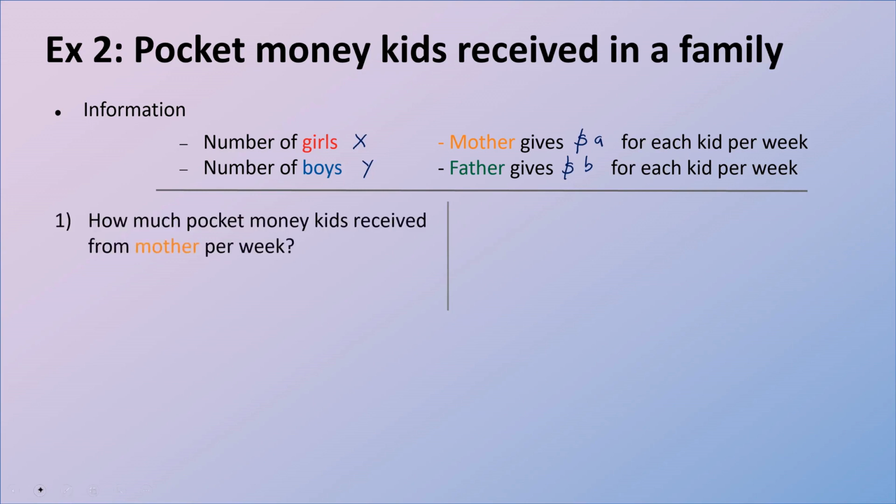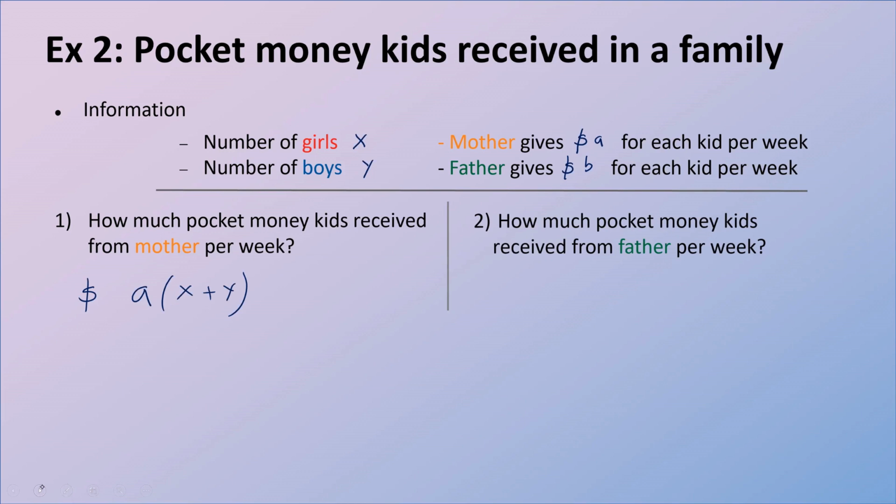Now let's obtain an expression to represent how much pocket money kids received from their mother per week. We know that it's in dollars, of course. A amount she gave to her kids. They have x plus y amount of kids. So A times x plus y. How about the money that they received from the father? Father gives B dollars for each kid, and there are x plus y amount of kids.